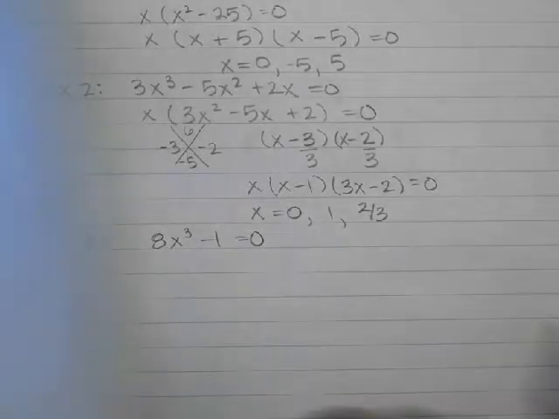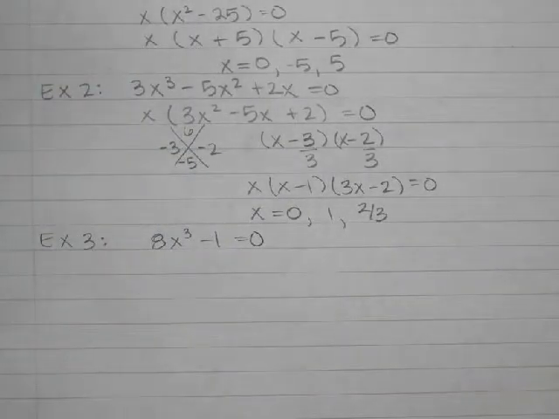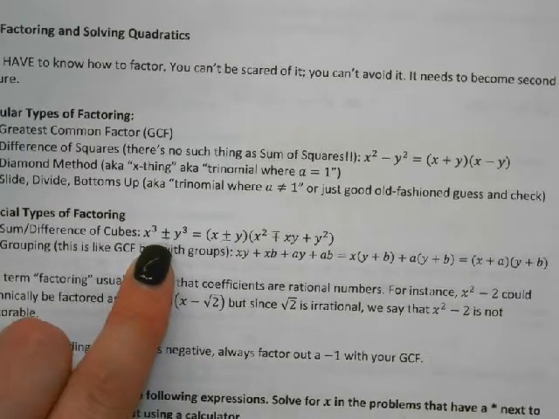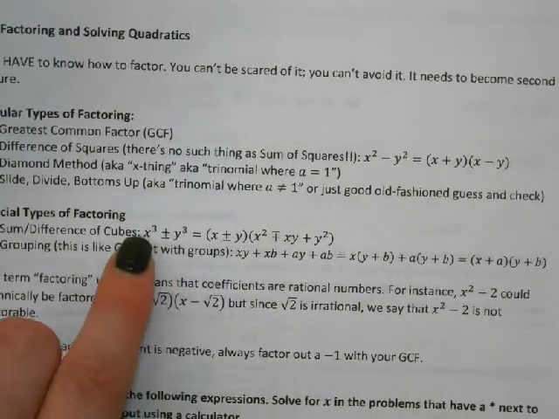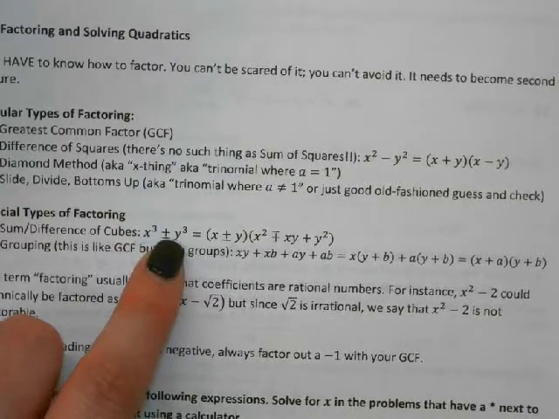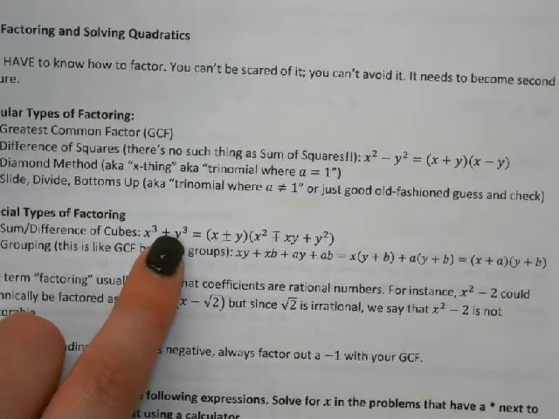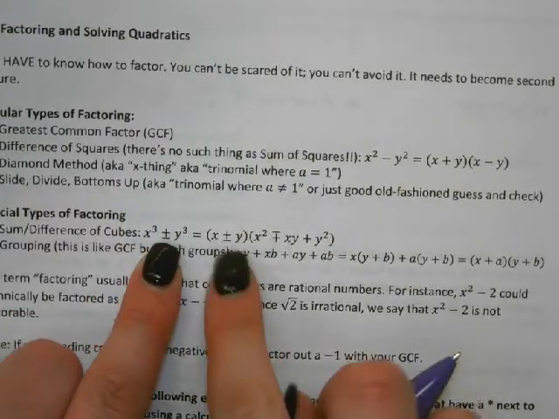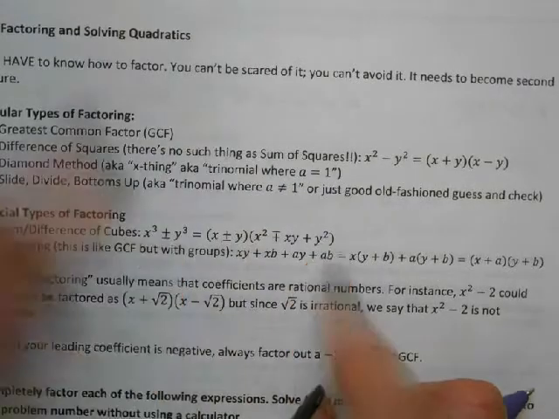If you look at the page in your packet, I gave you the little formula for factoring it here. So you have something cubed plus or minus something cubed, and you have to figure out what those things are first. And then once you know what they are, you can follow this formula.